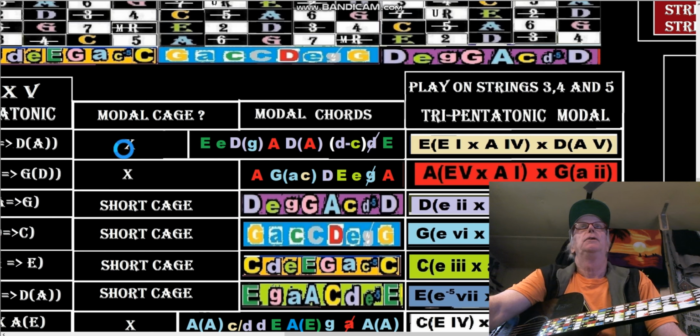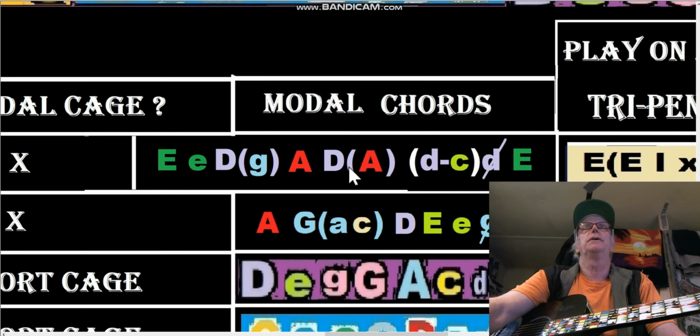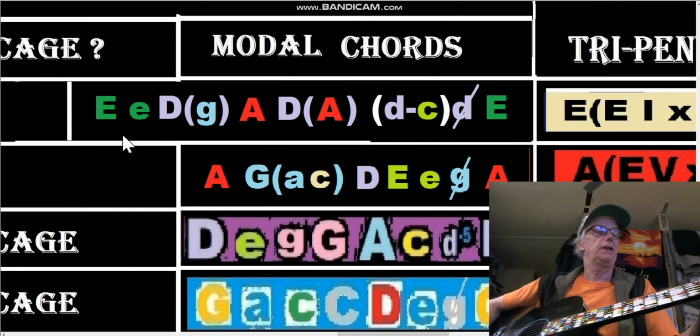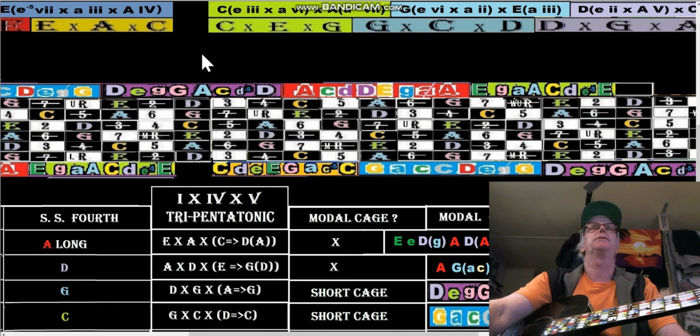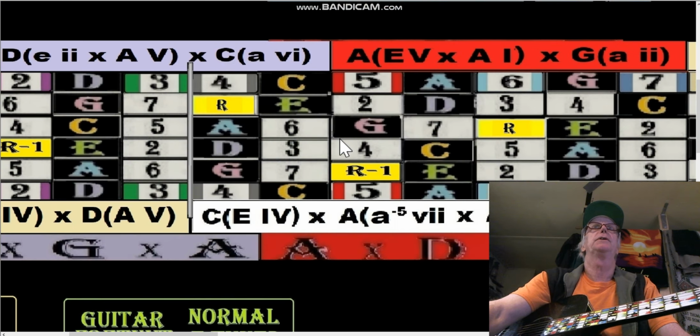Can we do a modal cage? Yes. We have modal cage chords here. This is just a chart indicator that doesn't say much else. Here, these are the modals. Let's look at them. E shape, in that cage. Now we've got to get our cage up on the screen here. Is it modal cage? Yes, it's modal cage.